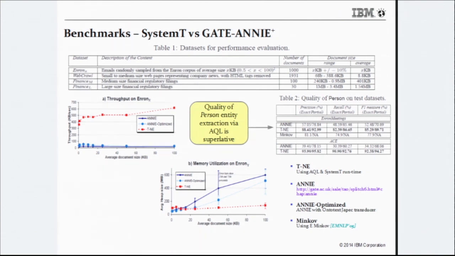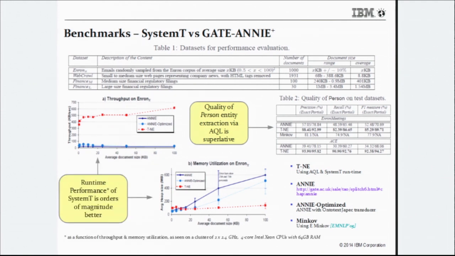So we ran our person information extraction against their person information extraction routines, and these are the numbers that we got as far as precision, recall, and F measures go. These were the data sets we used: Enron, WebCrawl, and then Finance. We also then performed a lot of throughput and memory evaluations against these two runtimes, and we found System T to be very much better than whatever we compared with.